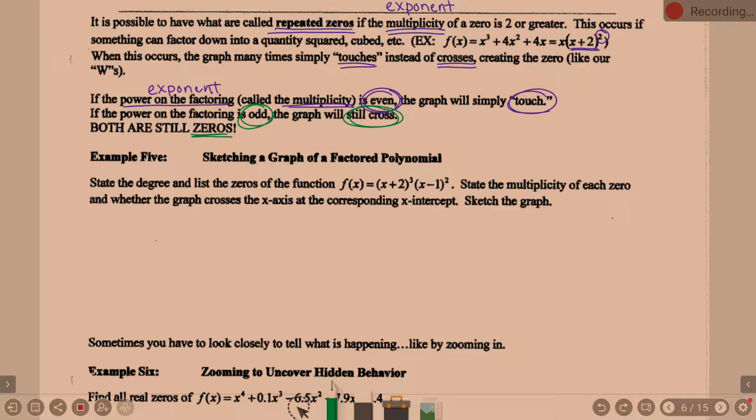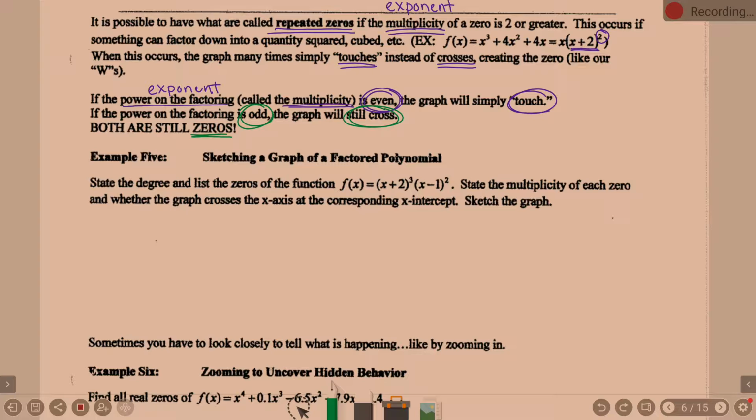So we're going to use that information here as we look at example 5. And we're not going to pull up the calculator quite yet. You pull up the calculator, whatever, but I'm not going to talk about the calculator yet. So, in example 5, state the degree and list the zeros of this function. State the multiplicity of each zero and whether the graph crosses the x-axis at the corresponding x-intercept, and then sketch a graph. Sketch a graph is we're going to gather our information and try and sketch it. So, degree.